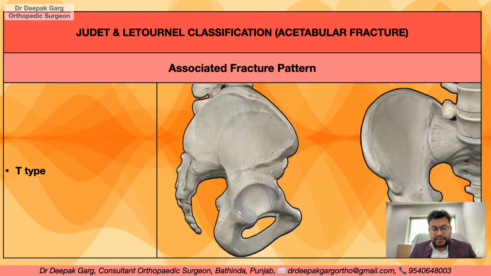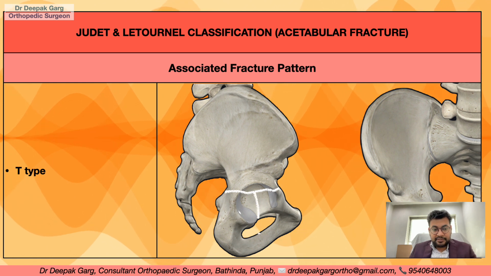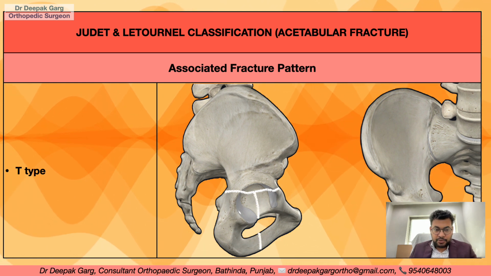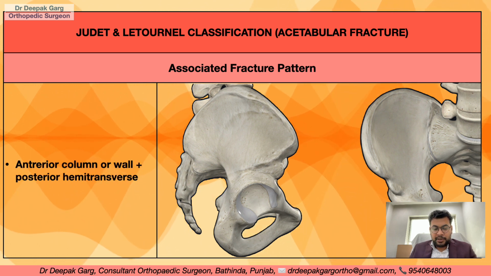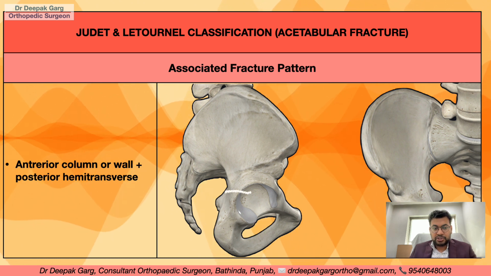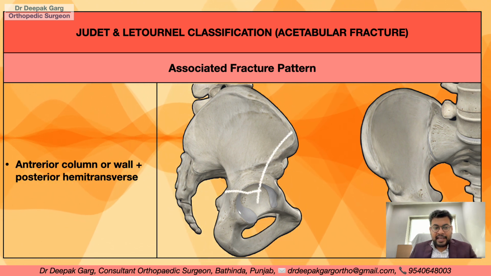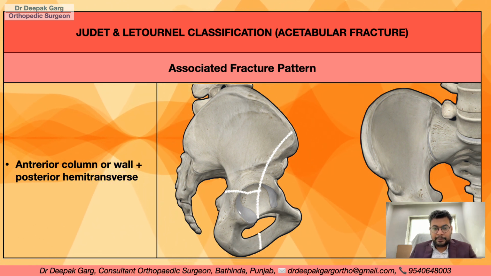Now the T type of fracture. See, this is a transverse with a T type of fracture. So this is a T type of fracture. This is an associated fracture pattern. Now anterior column or wall with posterior hemitransverse. If we look at it, this is a posterior hemitransverse and then we have an anterior column or anterior wall fracture. So this is again an associated fracture pattern.